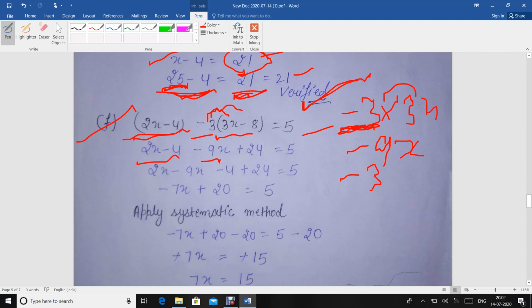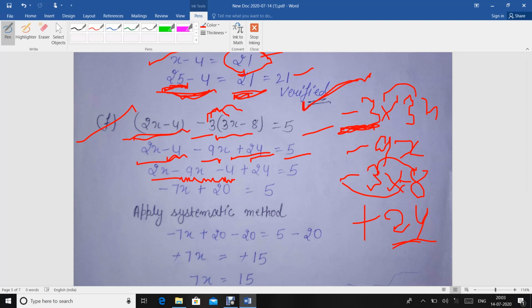Similarly, minus 3 multiplied by minus 8, minus times minus makes plus. 3 multiplied by 8 is 24. So here 24 will come and it is equal to 5. Now 2x minus 9x, and minus 4 plus 24, means you collect the variables and separate the constants, is equal to 5. After that you will solve, then you will get minus 7x plus 20 is equal to 5.